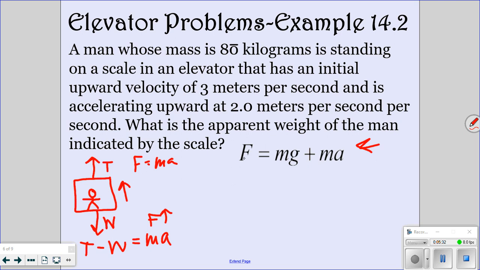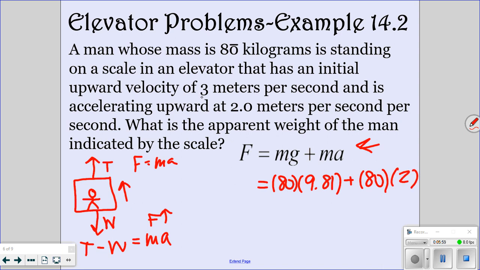So we want to know what is the apparent weight of the man indicated by the scale. So our mass is 80 and gravity is 9.81. Mass again is 80 and our acceleration is 2.